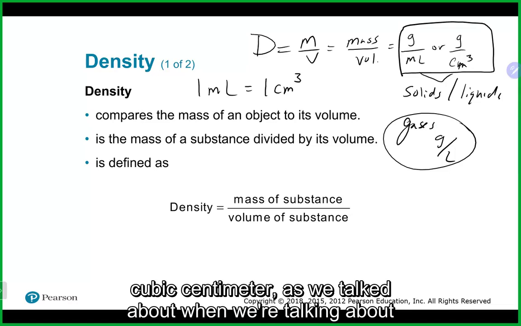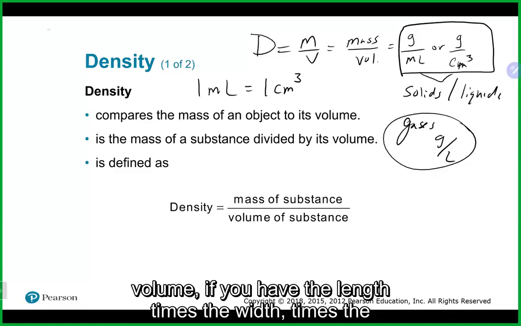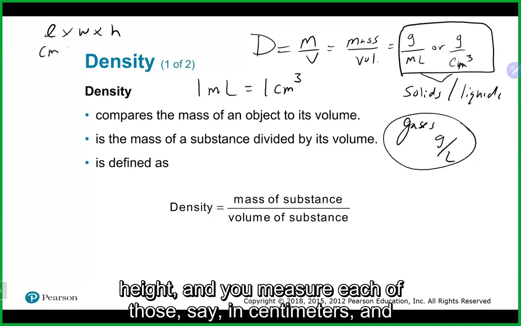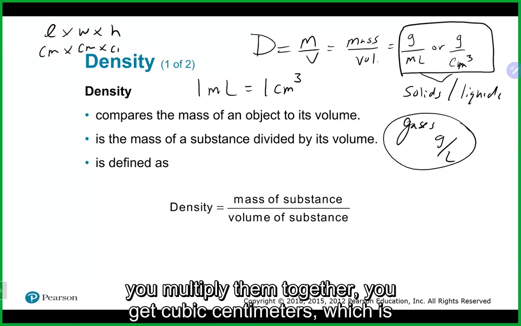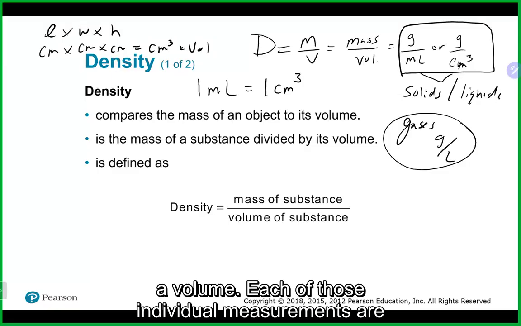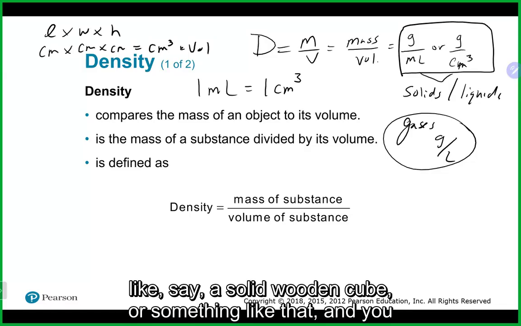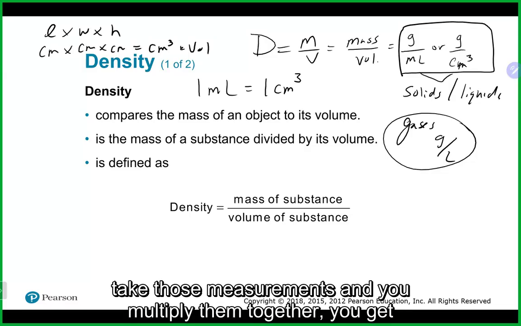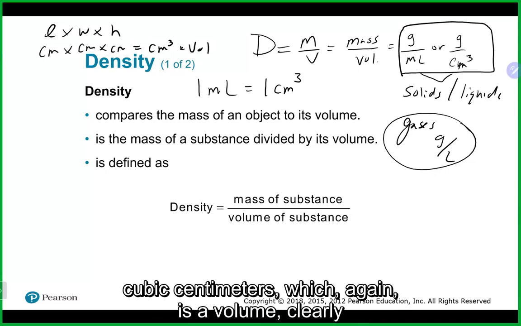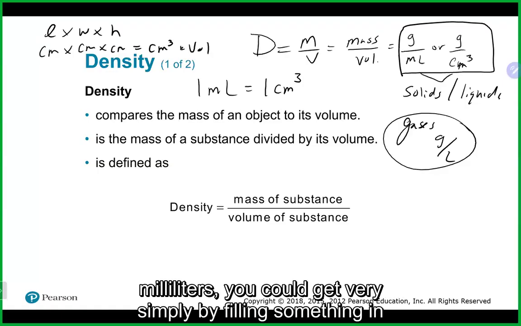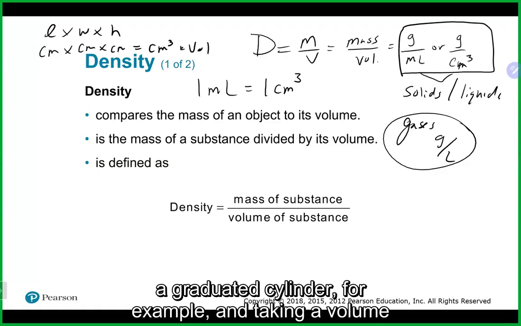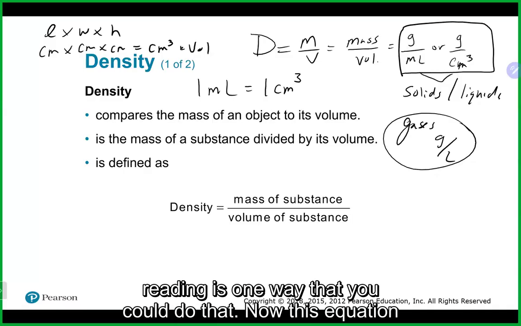How do you get a cubic centimeter? As we talked about when we were talking about volume, if you have the length times the width times the height, and you measure each of those in centimeters, and you multiply them together, you get cubic centimeters, which is a volume. Each of those individual measurements is a length measurement, but when you have something like a solid wooden cube and you multiply them together, you get cubic centimeters, which again is a volume. Milliliters you could get very simply by filling a graduated cylinder, for example, and taking a volume reading.